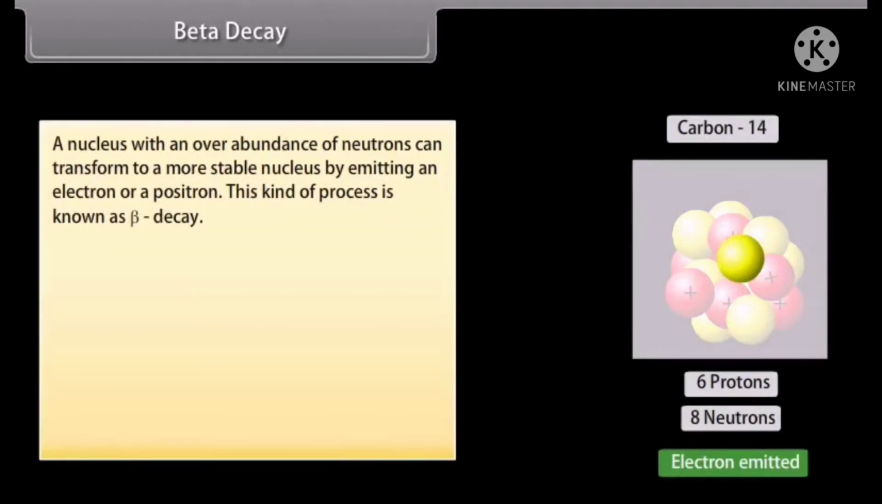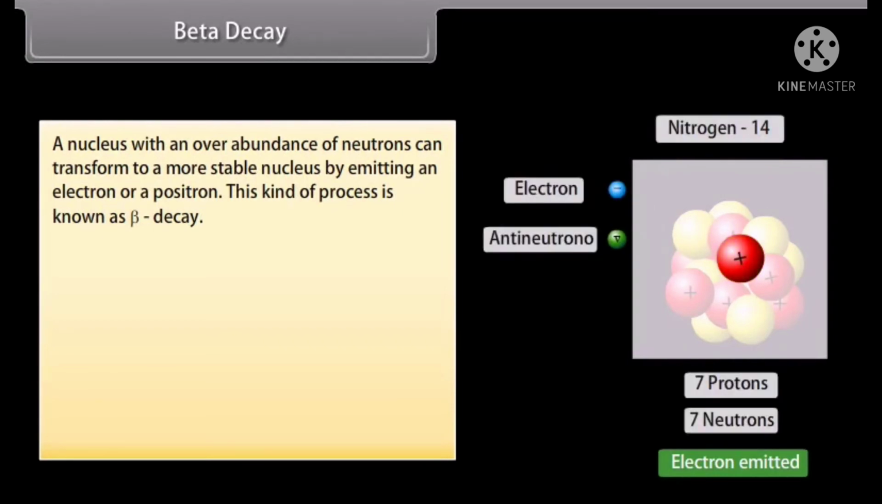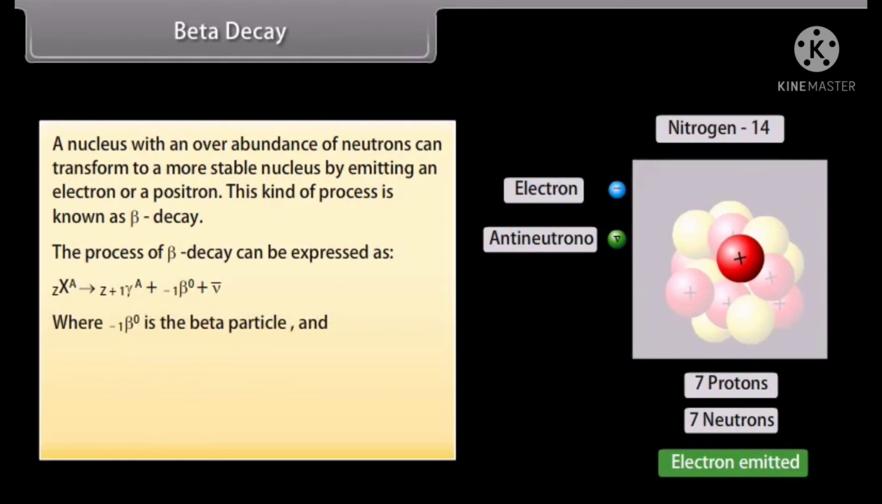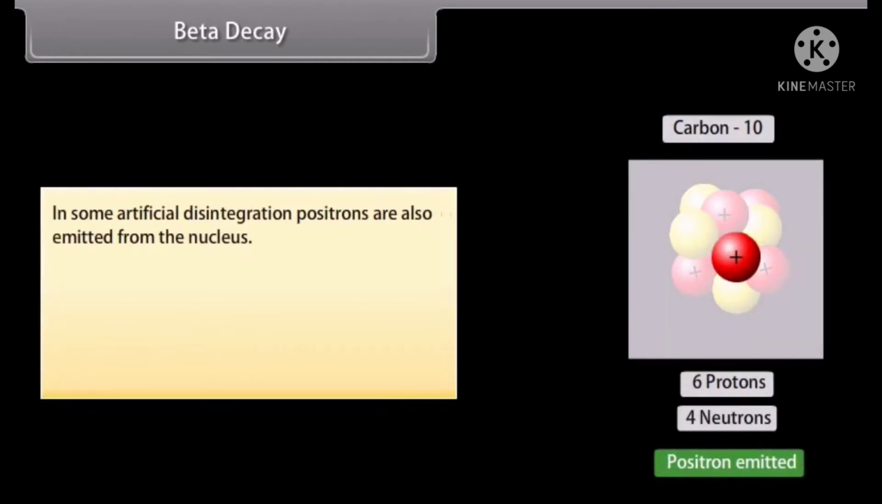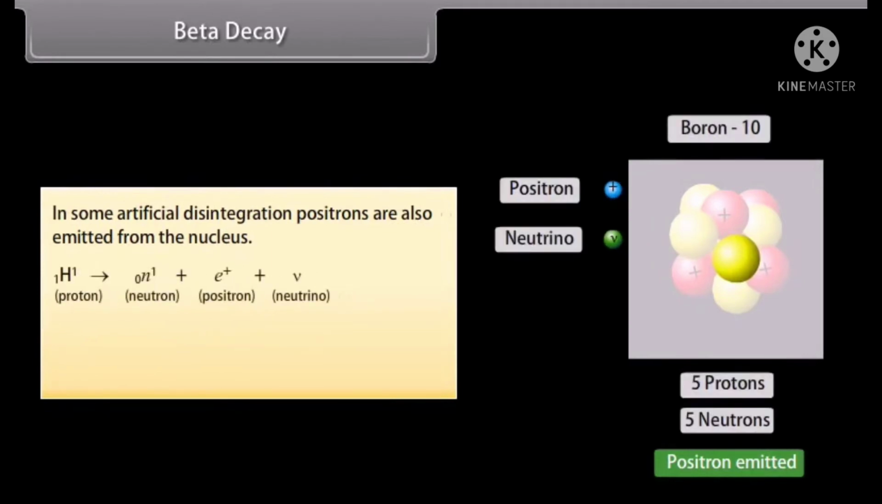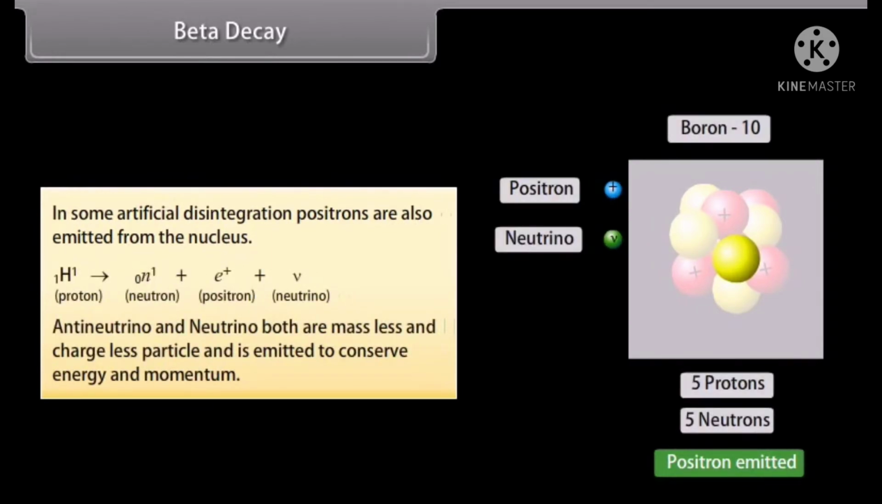Beta decay. A nucleus with an overabundance of neutrons can transform to a more stable nucleus by emitting an electron or a positron. This kind of process is known as beta decay. This process of beta decay can be expressed as, where e is the beta particle and ν is the antineutrino. For example, in some artificial disintegration, positrons are also emitted from the nucleus. Antineutrino and neutrino both are massless and chargeless particles and are emitted to conserve energy and momentum.